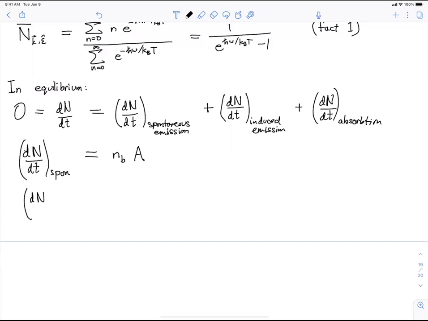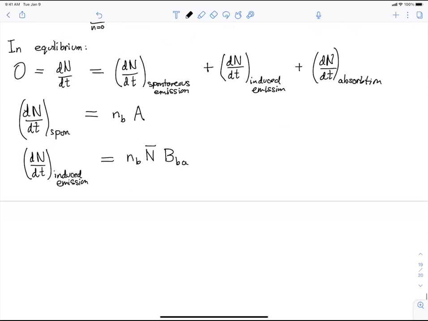Okay, and then similarly for induced emission, that's proportional to the number of atoms present. But because it's induced, by definition, it's also proportional to the average number of photons present. And then we're going to call the constant of proportionality B sub BA. It's just a name that we're giving to the constant of proportionality because we know it's proportional to n sub B and we know it's proportional to n.